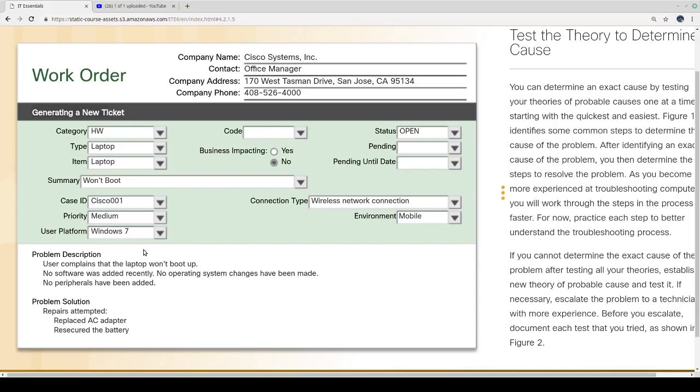What's the user platform? Windows 7. Now the user might not even know that, and you might not know that if it doesn't boot up, right? So if you ever ask a user what operating system they use, you may get crazy answers. Oh, I use Google. Or you don't even know what they're going to say. I use Chrome. Okay, you have no idea what they're talking about. I use Fire. No idea what you're talking about.